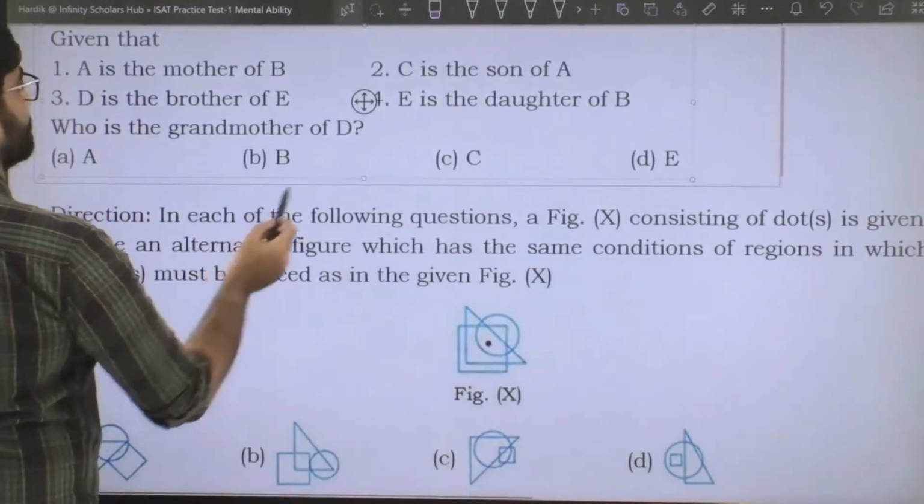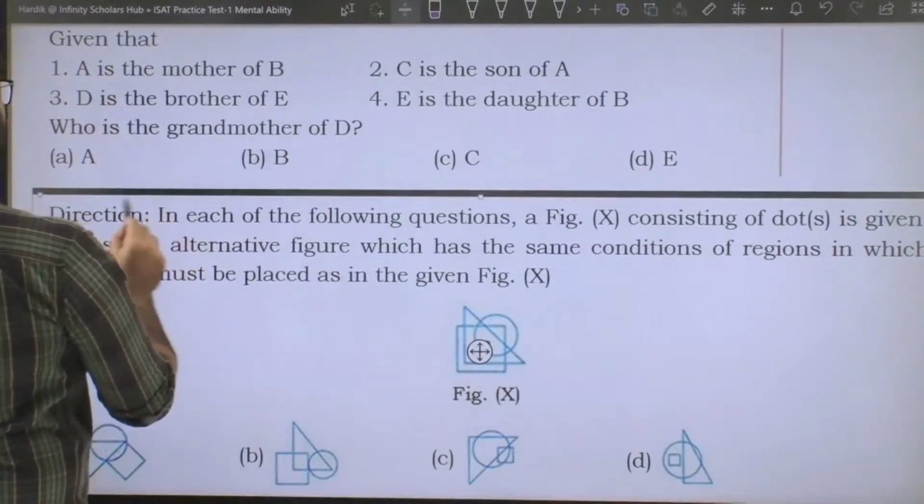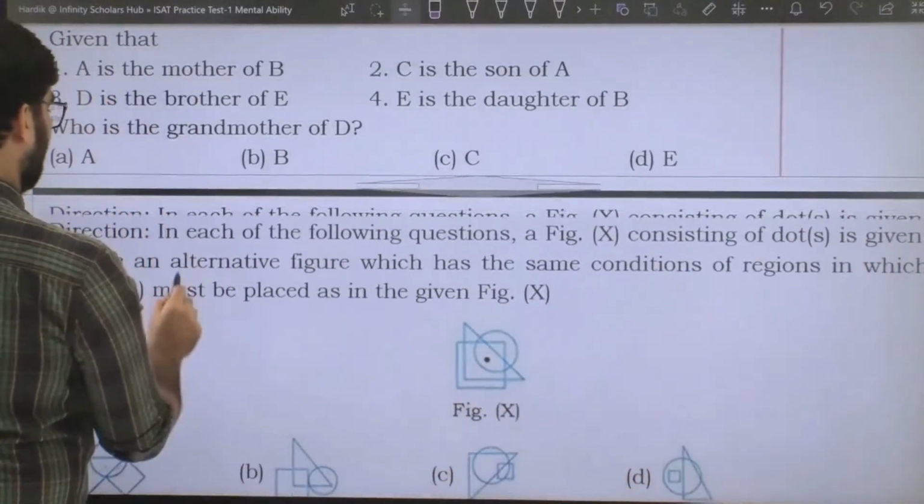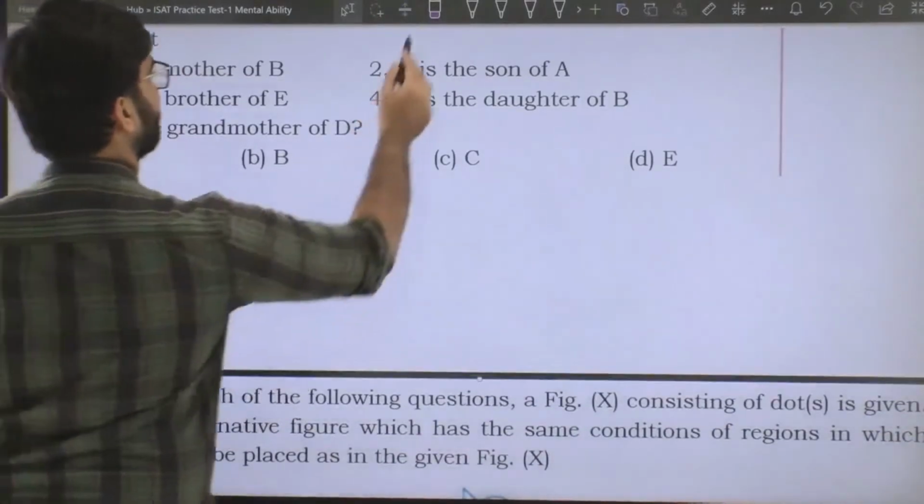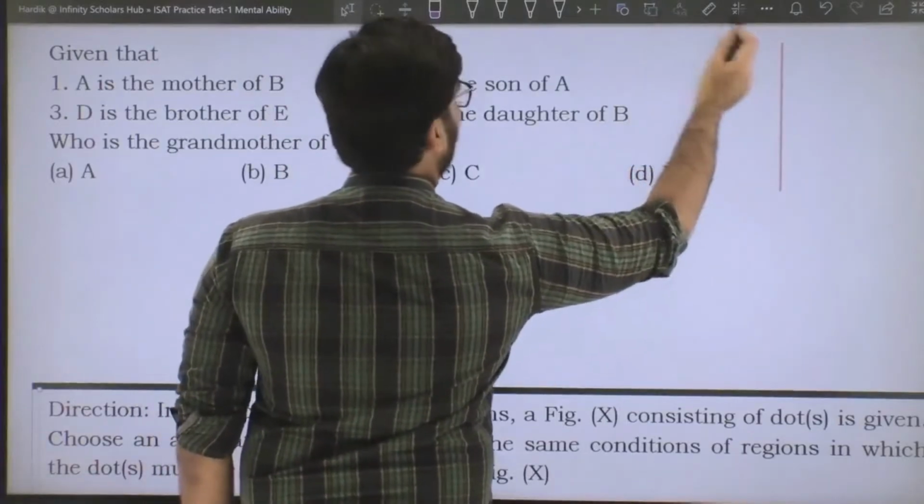Going on to the next question. Okay, in this question, let me just make some space over here. Okay, what is given to us in this question?